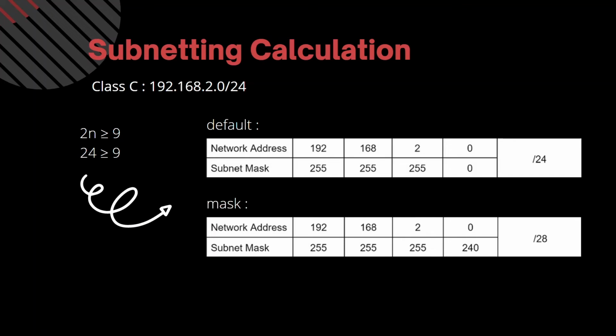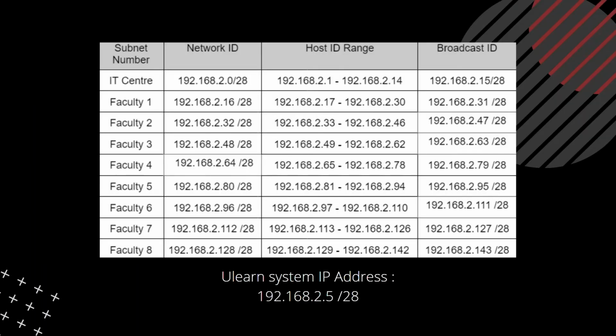So that 4 will be used later to be added to the bits. So you can see the default mask. I won't get too in depth. You can just look at the example that we've placed over here. Following this, here is the range of subnet numbers, the network IDs, the host ID range, and the broadcast ID. So this is all of the IP addresses that can be obtained based on the IT center and the faculties. At the bottom, you can see the ULEARN system IP address will be 192.168.2.5. That's all for me. Thank you very much.